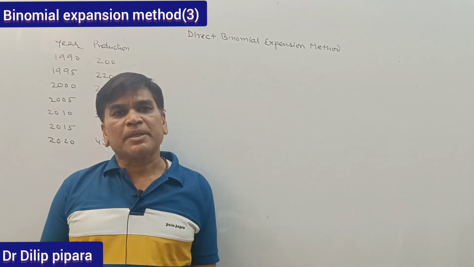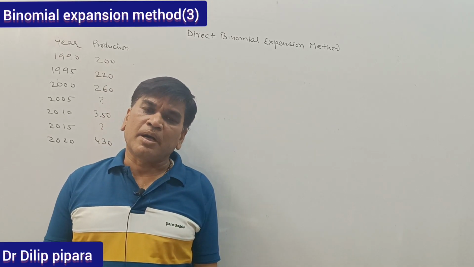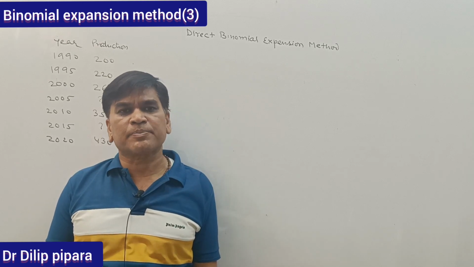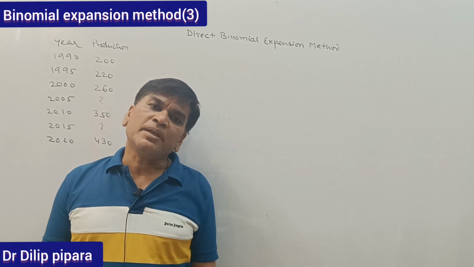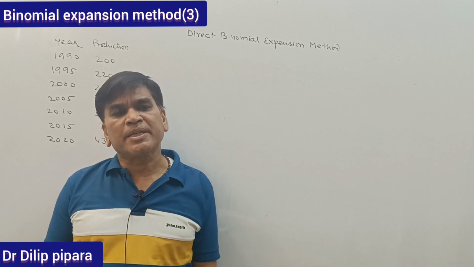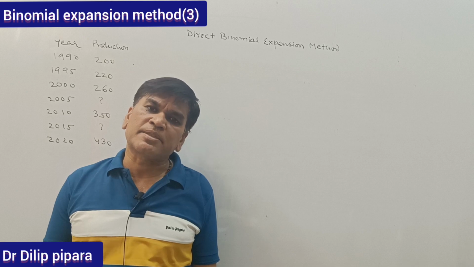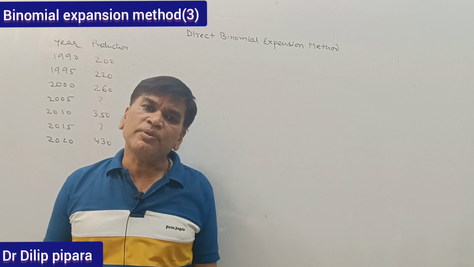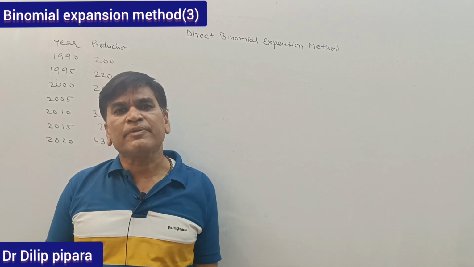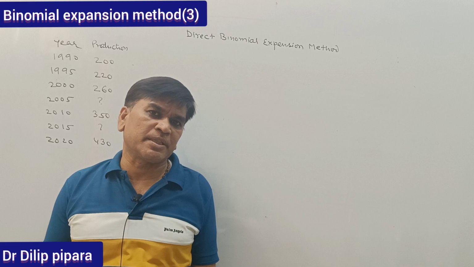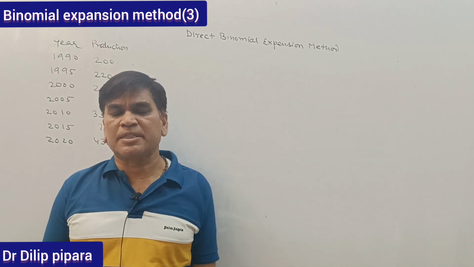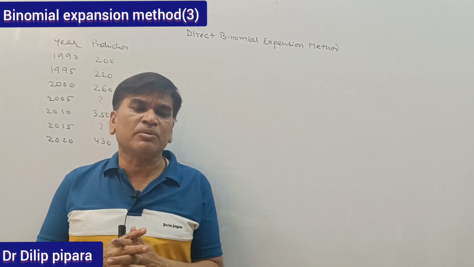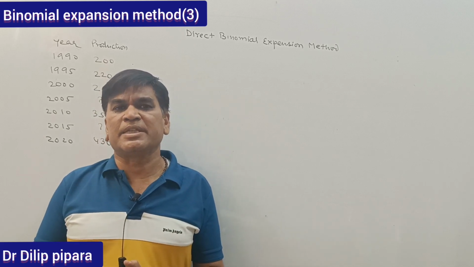In the interpolation chapter, we have learned how to calculate a missing value with the help of the binomial expansion method. We have learned if one value is missing, how we can calculate it with this method. In today's video, we will learn if two values are missing, how we can calculate both missing values with the help of the binomial expansion method. This is also a method of interpolation. So we will calculate the value between the given series.